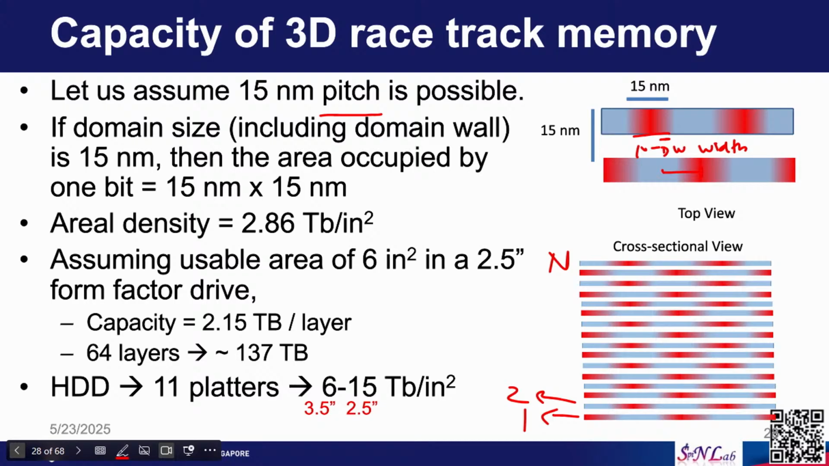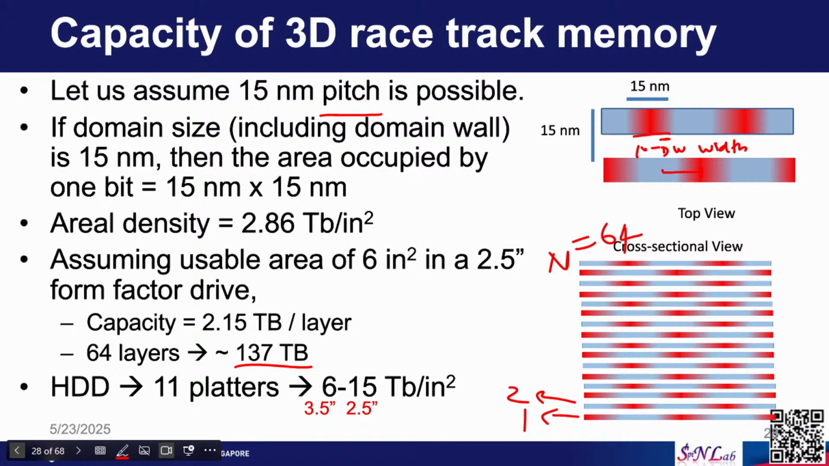So if you are talking about a wire with a pitch of 15 nanometer, then the areal density is like 2.86 terabit per square inch, and if you stack many layers, if this n is 64 for example, then we can store 137 terabyte. Okay. So this is a potential capacity of a domain wall device.